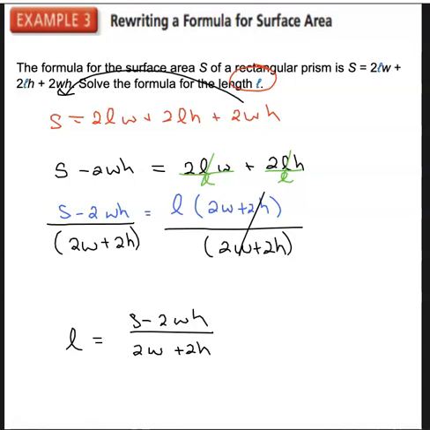Can I cross out the 2's here? No. In order for me to be able to cross out that 2, every term would have to have a 2. Which term does not have the 2 there? The S. Right? If this was 2S minus 2WH, then I could simplify the 2 out of all of them. Can I simplify the W's? No. Every term needs to have that W. So this is my final answer. The length is equal to S minus 2WH over 2W plus 2H.